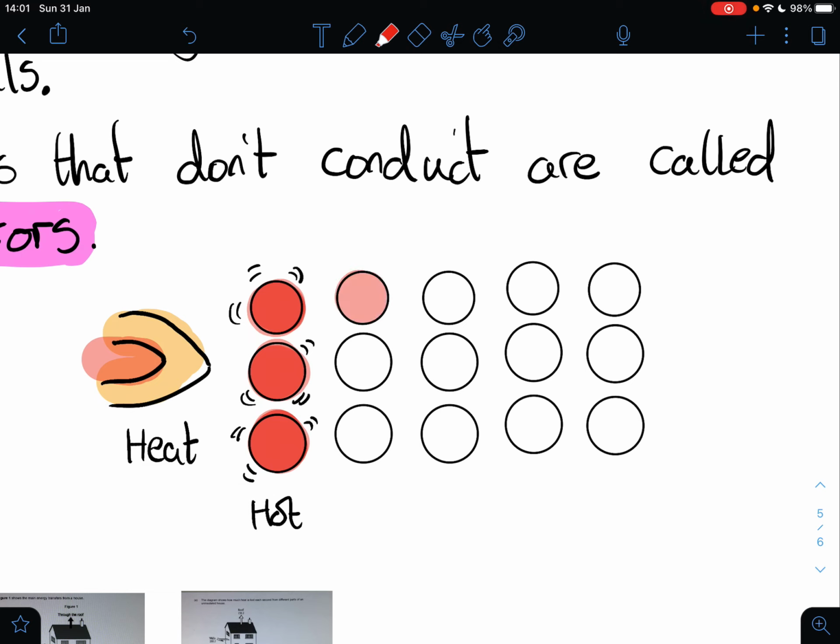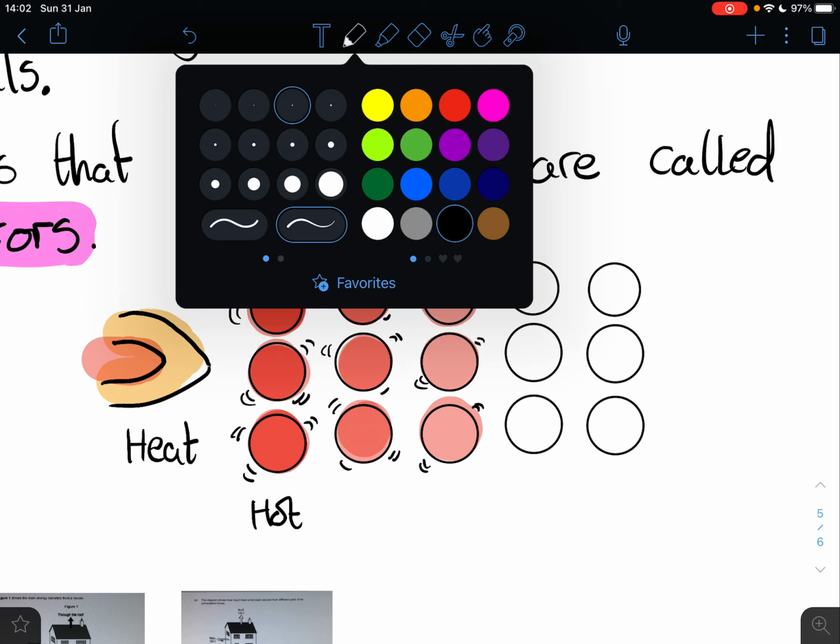Okay, the next ones, I'm going to do 2 reds. And I'm going to draw fewer vibrations on them. 1, 2, 3, 4, 5. And then on the next ones, I'm going to just go red, red, red. Let's make them fit. OCD's kicking in. There we go. And I'm going to draw fewer. 1, 2, 3, 4. Now, we're going to get over to cooler.